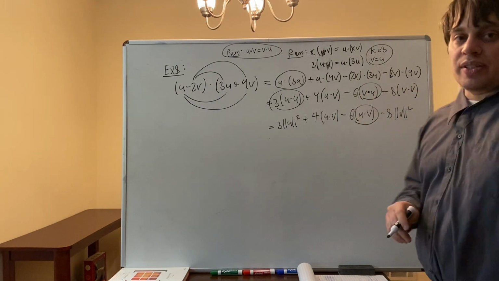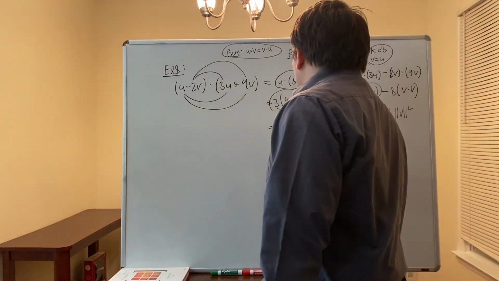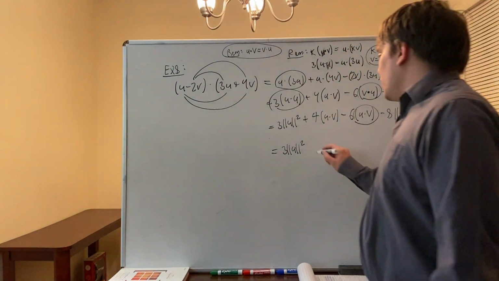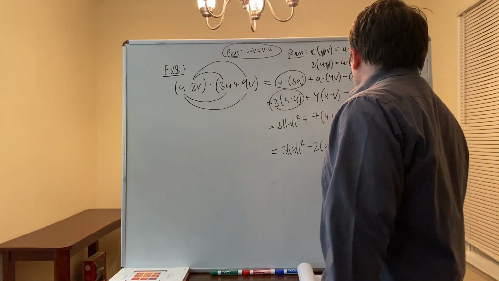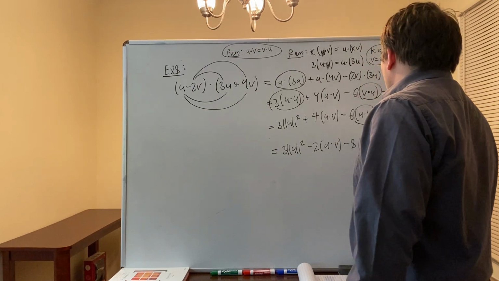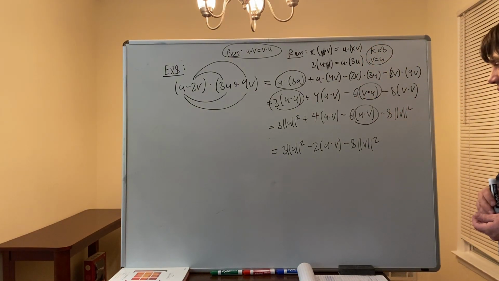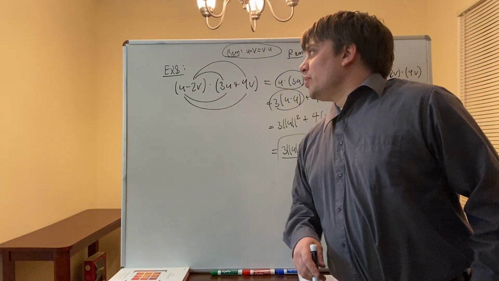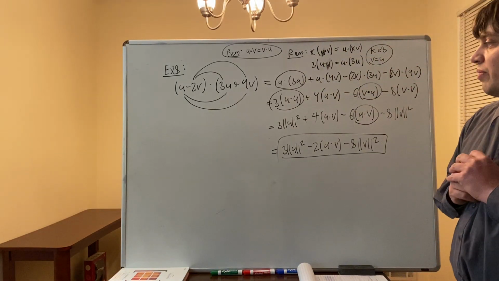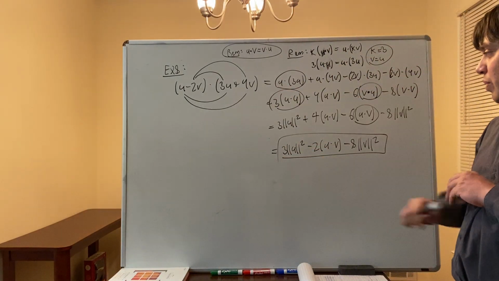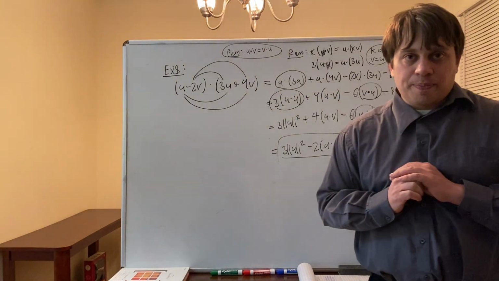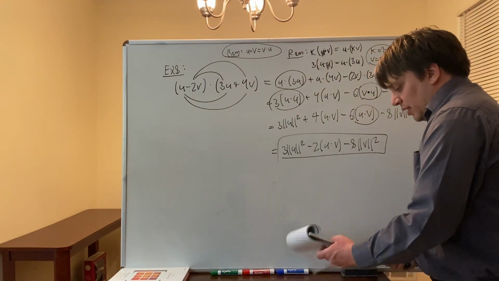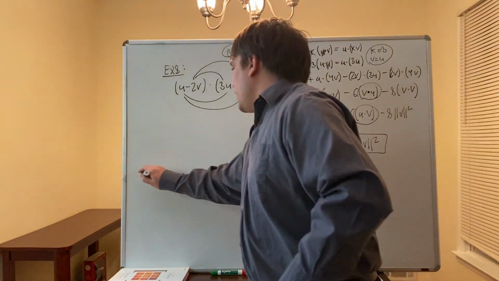A vector dotted with itself is its norm squared. And so this is 3 times the norm of u squared, 4 times u dot v minus 6 times u dot v is minus 2 times u dot v, minus 8 times the norm of v squared. That's our final answer. So the dot product of u minus 2v dotted with 3u plus 4v is equal to 3 times the norm of u squared minus 2 times u dot v minus 8 times the norm of v squared. Okay, and so that's example 8.